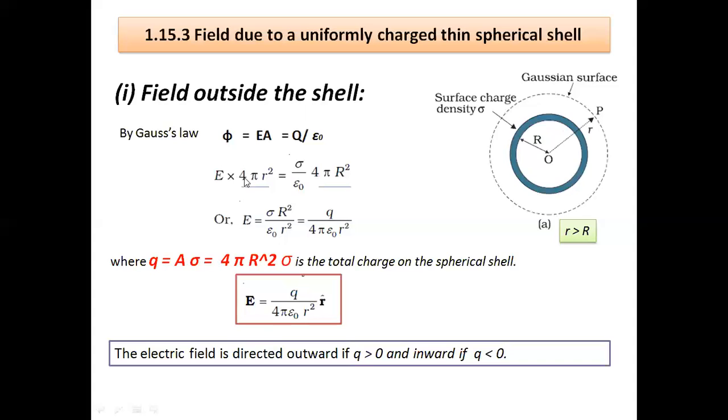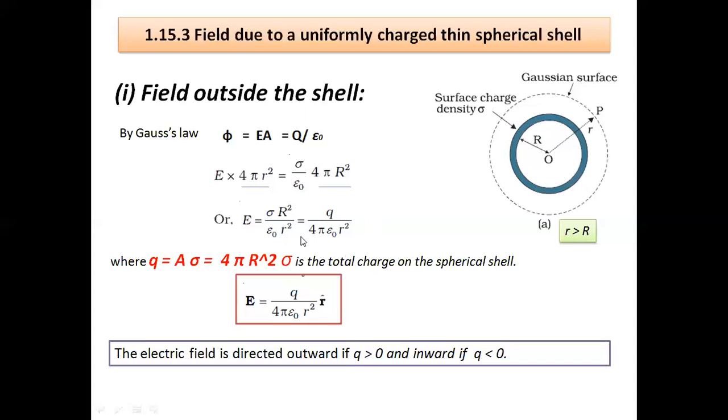Now we have to find E. The 4 pi cancels out from both sides. So E is sigma into capital R square divided by epsilon naught into r square. Now what are they actually doing over here? They are writing it as Q divided by 4 pi epsilon naught into r square.